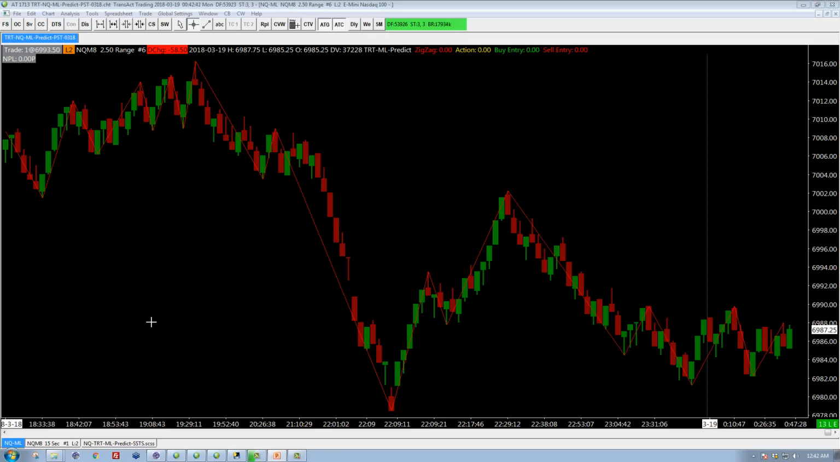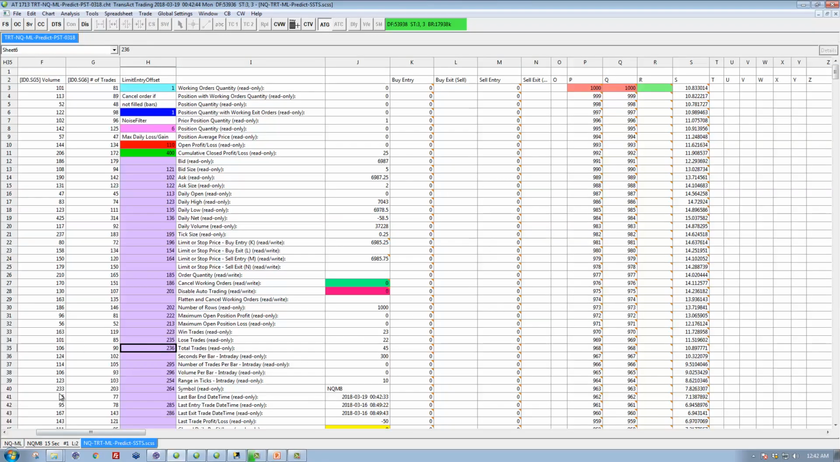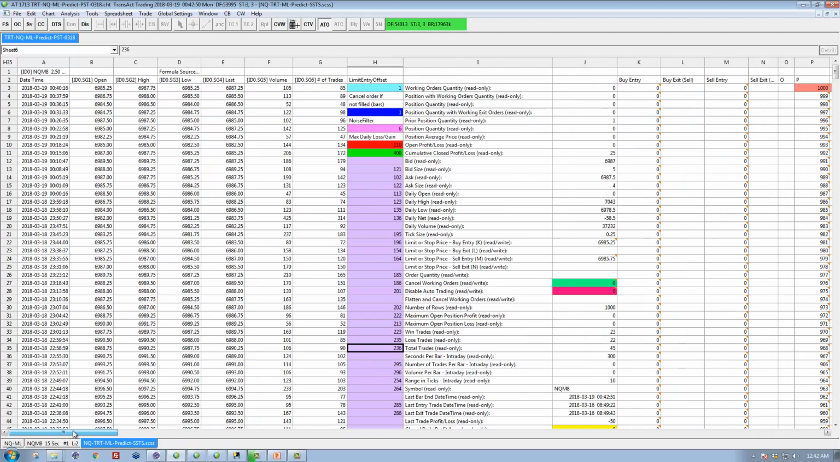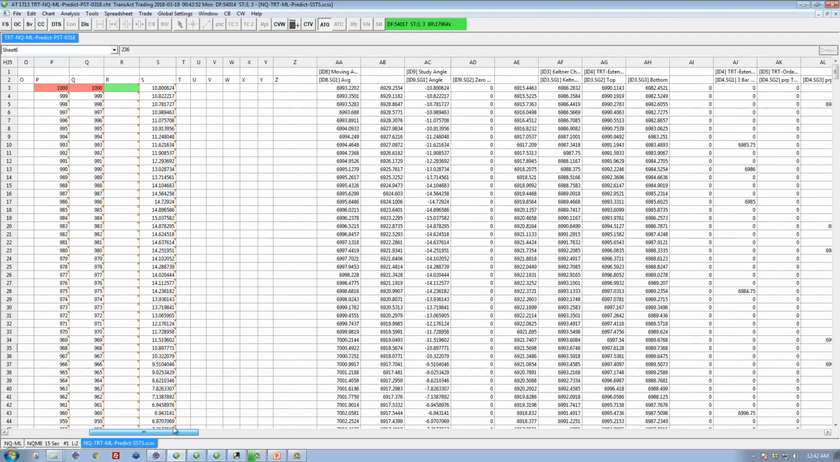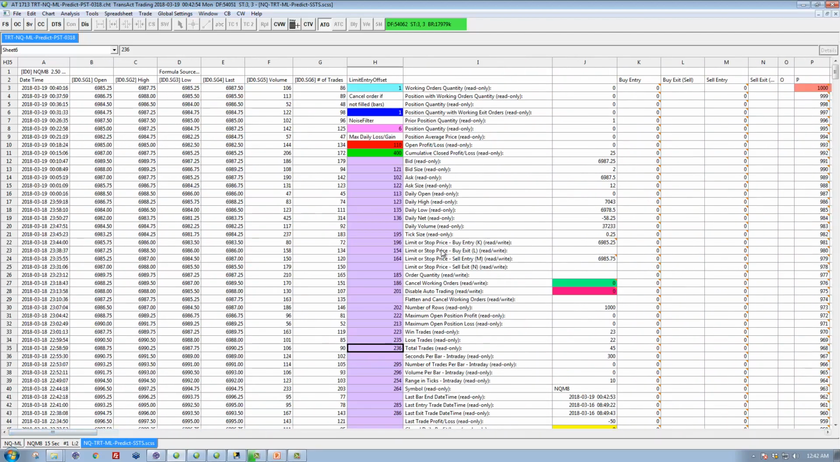This is the NQ here. This is the spreadsheet study. It's this tab in the lower left. And it can be a little daunting. There's quite a bit here, and basically you only need to worry about column H. These are the choices that you have to make.